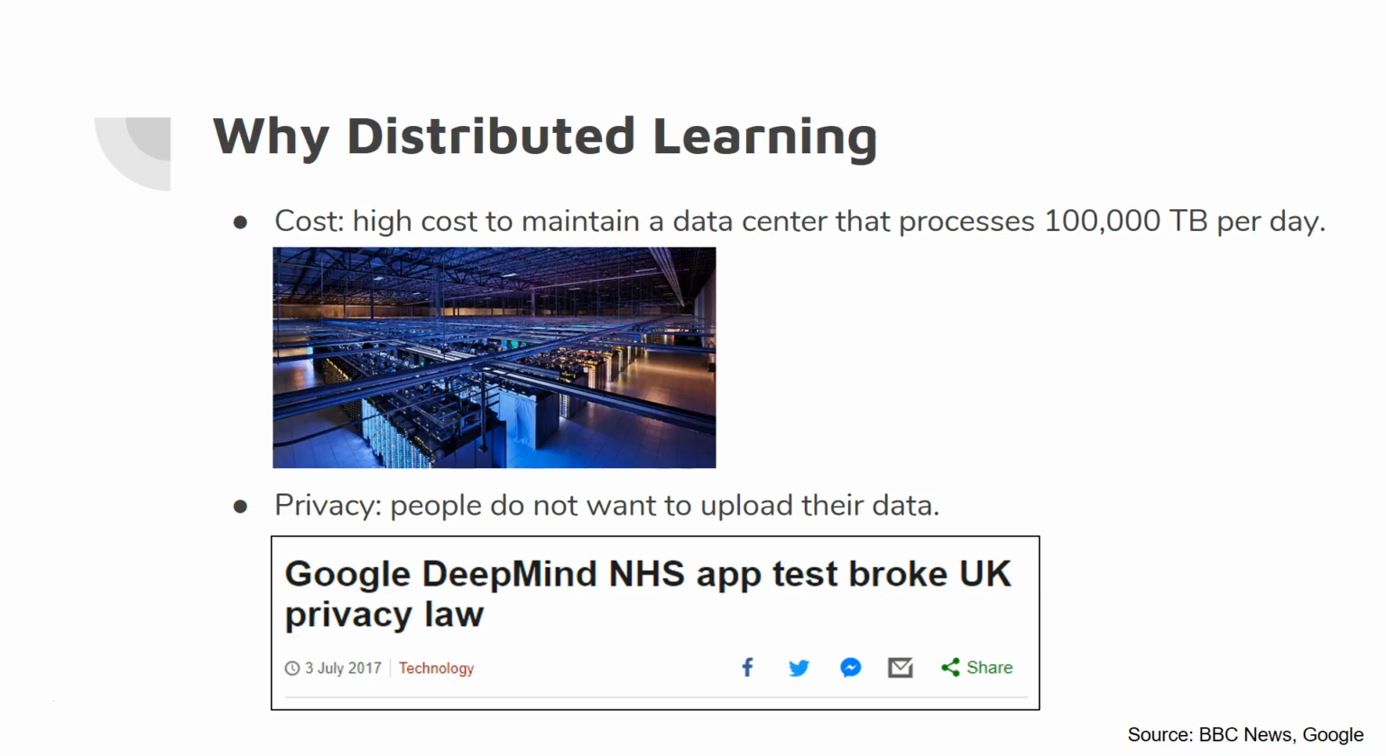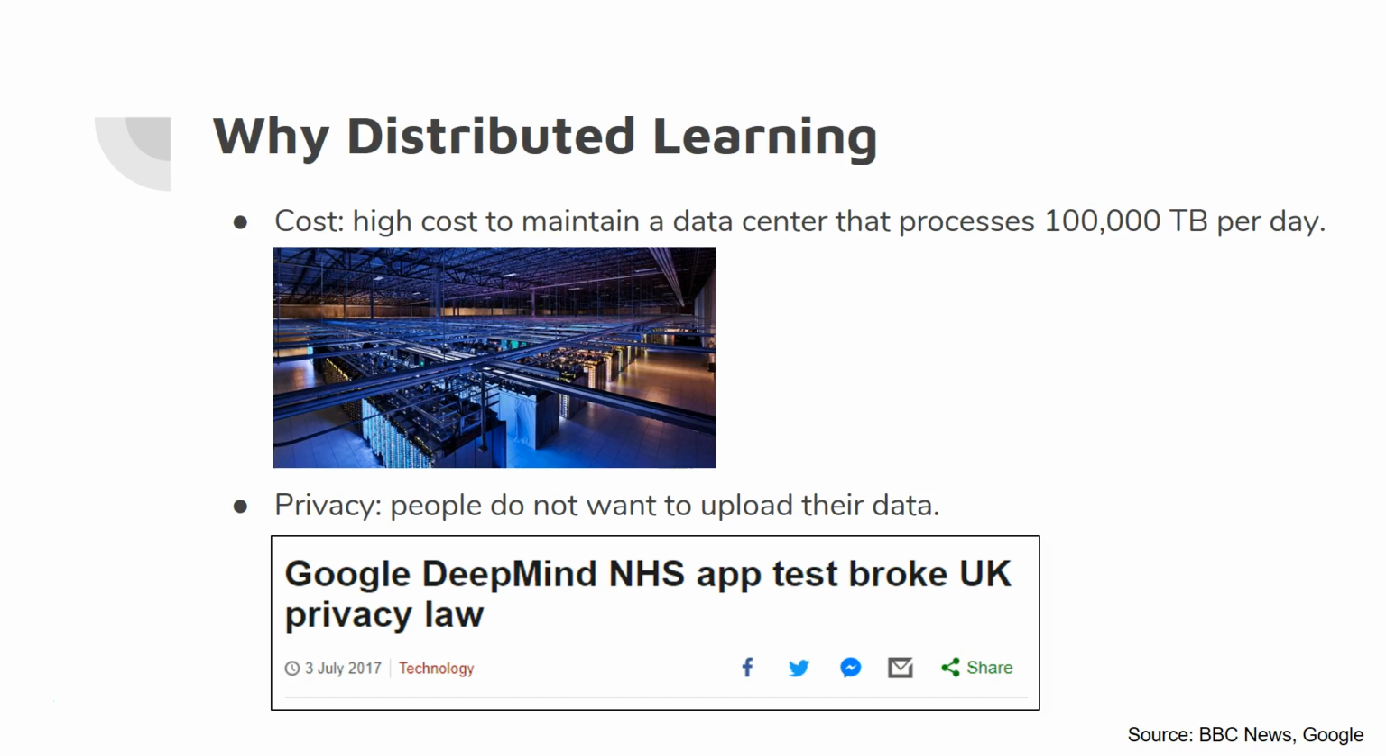So why do we do distributed learning? There are two major concerns. The first is the cost. Nowadays, there are billions of devices, from cell phones to laptops and even the watches you wear every day, that constantly collect data, from texts to user behaviors. And it is really not cost efficient to maintain a data center that stores and processes as much as 100,000 terabytes of such data per day.